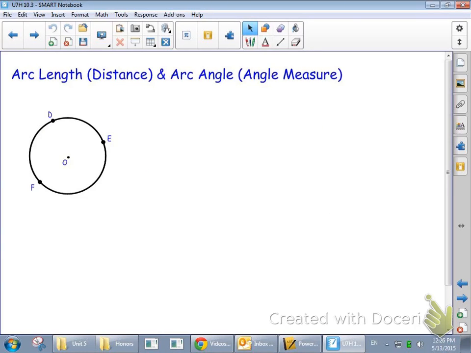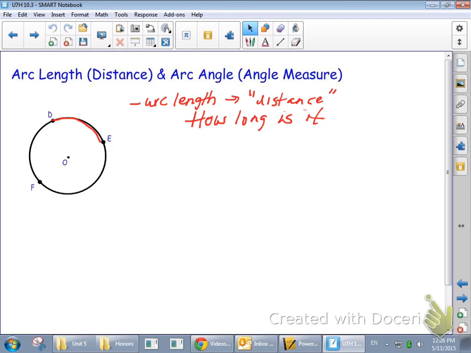So we have 2 ways to talk about arc. We have arc length, which is a distance, and we have the arc angle, which is related to the angle measure, the central angle measure. Okay, so if we're talking about arc length, we're talking about the distance. How long is it? If I took a piece of string and measured it from, say, D to E, how long would that piece of string be? So how long is it?